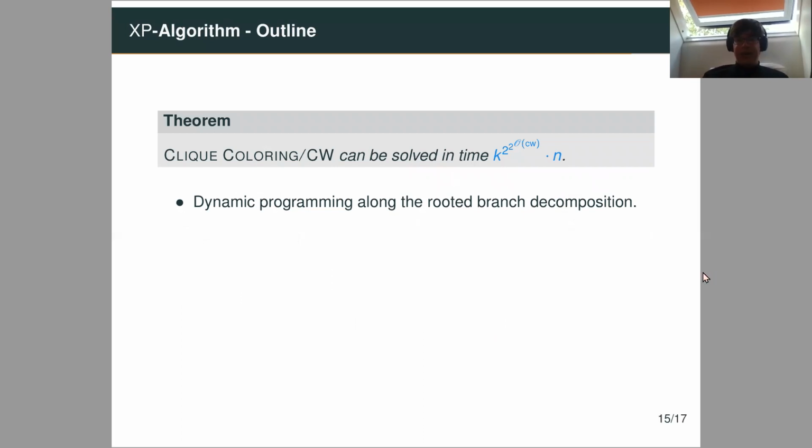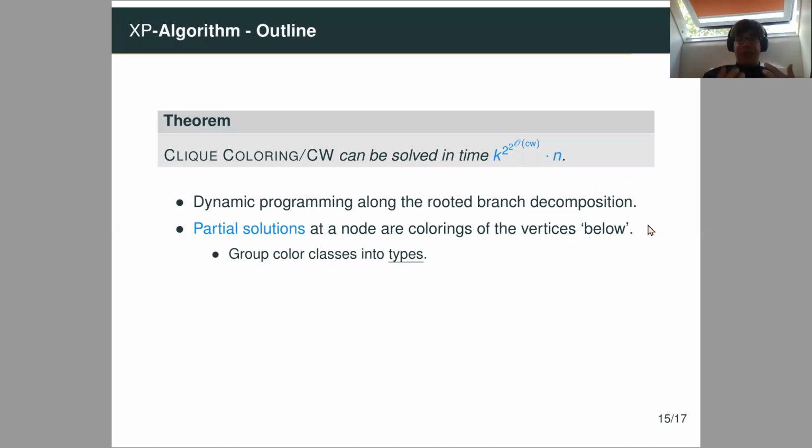So how does our algorithm work? Well, we do dynamic programming along the rooted branch decomposition, and partial solutions at a node are colorings of the vertices below. What we do is group color classes into types, and then instead of remembering the whole coloring, we show that it's enough to remember for each type how many color classes of that type there are. This is what we call the signature of a coloring, and if two colorings have the same signature, then they are interchangeable for the sake of the algorithm.